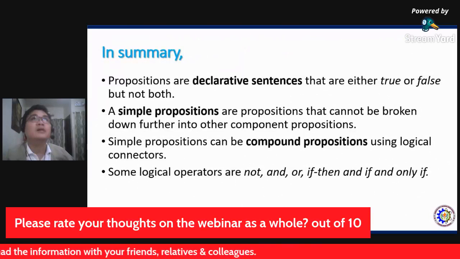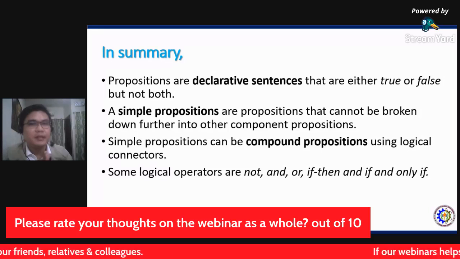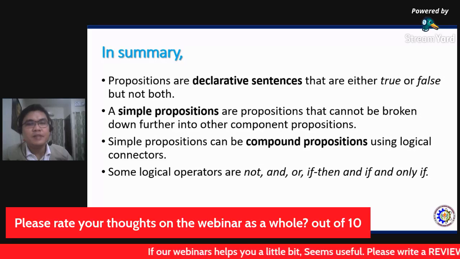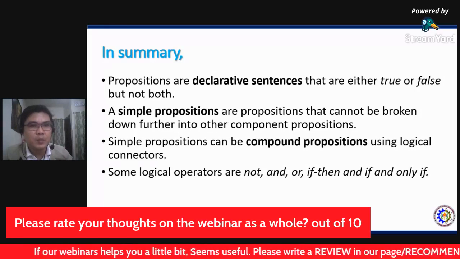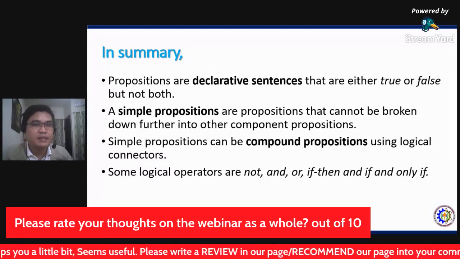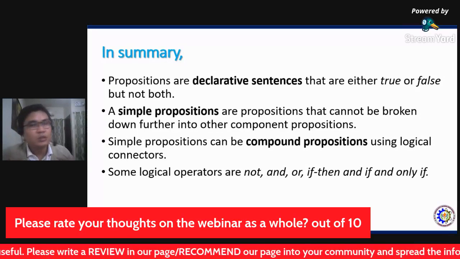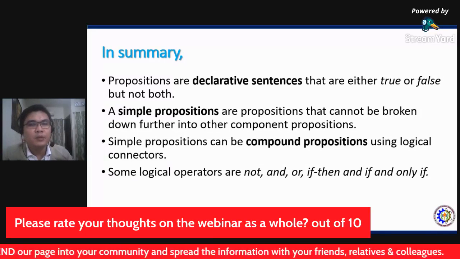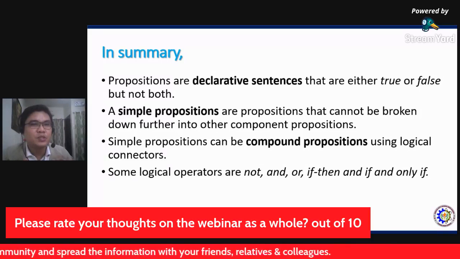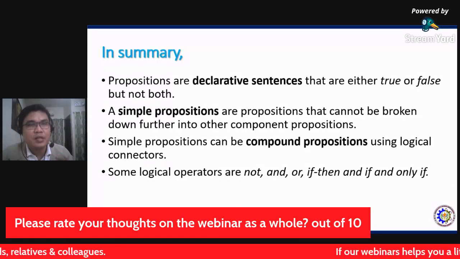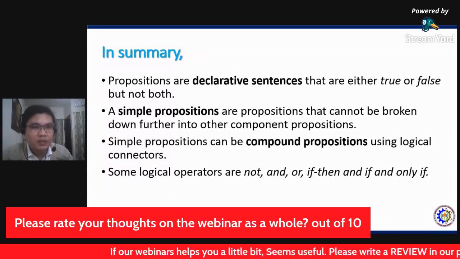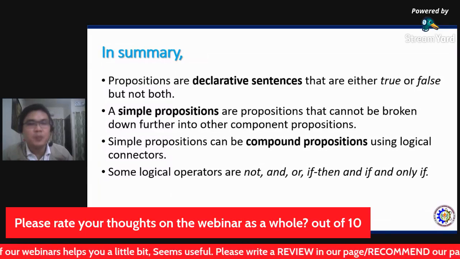So in summary, propositions are declarative sentences that are either true or false, but not both. The definition itself gives us two conditions for a given statement to be a proposition. The first is that it should be a declarative sentence, and the second is that it should have a truth value, either true or false, but not both. We also discussed that simple propositions are propositions that cannot be broken down further into other component propositions. They are also called atomic because they are already a simplified version of a statement.